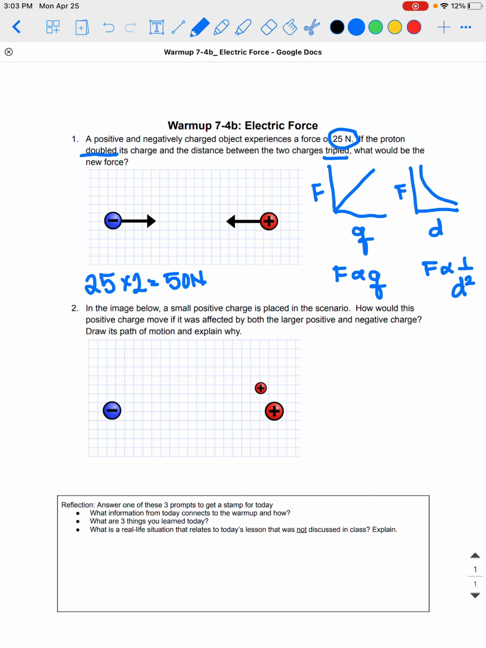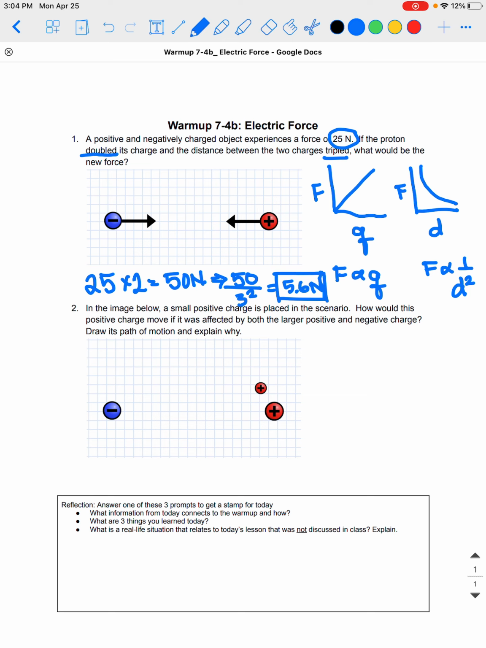So the next step is I'm going to take this new value of 50 and divide it by triple the distance, 3 times the distance, and square that. So it's really 50 divided by 9, which gives me a value of 5.5 or 5.6 newtons, around there. So that's my answer for proportions, very similar to the concept builder homework on Coulomb's Law that you did over the weekend.